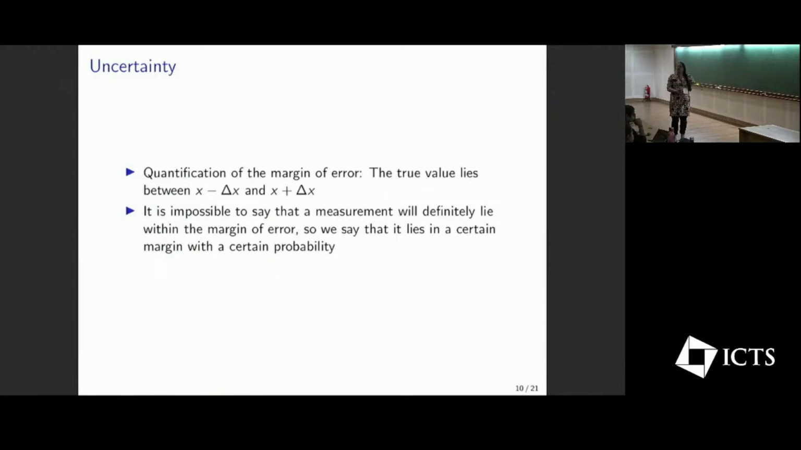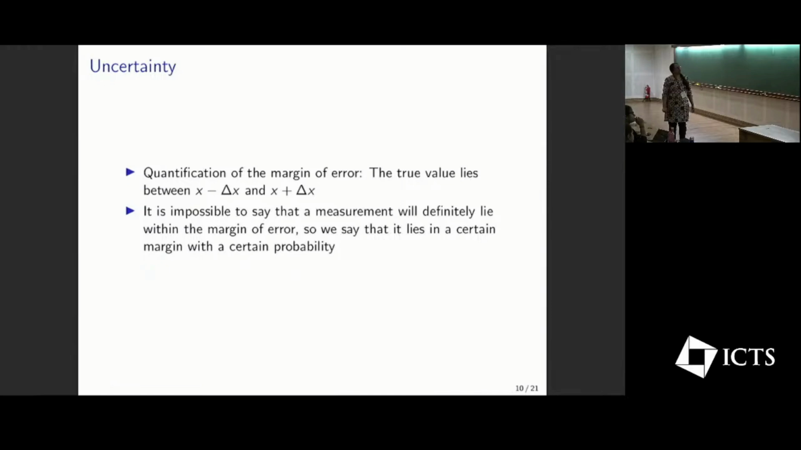As we know, uncertainty is a quantification of our doubt in a measurement. If I tell you that the uncertainty is delta x and the value is x, then what you're saying is that the value that you measure is going to lie somewhere between x minus delta x and x plus delta x. That is what we mean when we give this value delta x as the uncertainty.